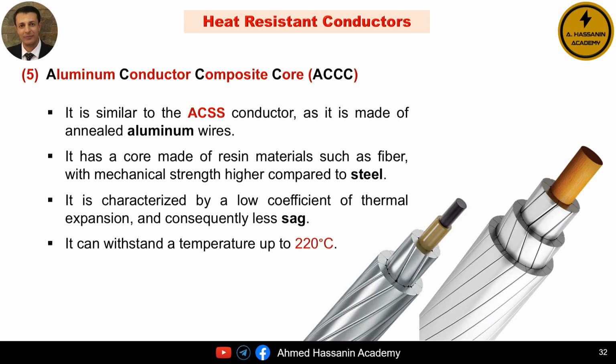The fifth type of heat-resistant conductor is the aluminum conductor composite core, ACCC. This type of conductor is similar to ACSS conductors because it also consists of annealed aluminum wires that can withstand temperatures up to 220 degrees Celsius. The core of these conductors is made of a resin-based composite material that provides high mechanical strength.